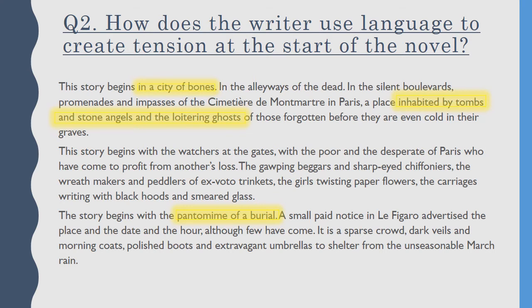We've also got at the bottom there, "pantomime of a burial". So again, we've got this metaphor. Of course, a burial isn't a pantomime, but it suggests that it's maybe not being taken seriously. Perhaps it suggests that there could be some contrasts in this text. And we've got "the unseasonable March rain", which of course is pathetic fallacy too. And that rain could suggest sadness, it could suggest grief. All these things would go into what makes this text have a certain tone.